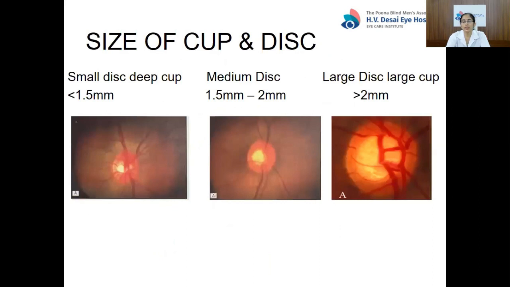The size of the disc can vary from 1.5 to 2.2 millimeters. In a small disc, the axons are densely packed in the given area and the cup is small. The large disc has a large cup. It is important to assess the CD ratio, taking into account the size of the disc.